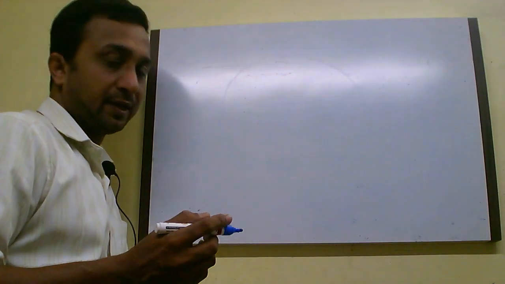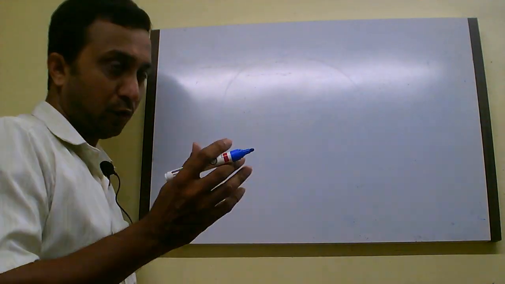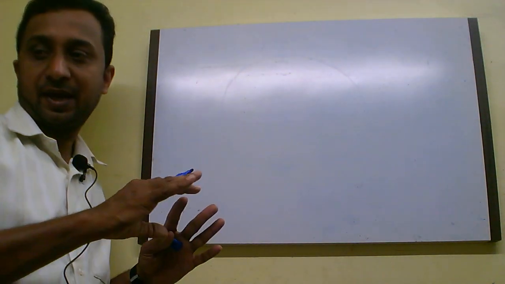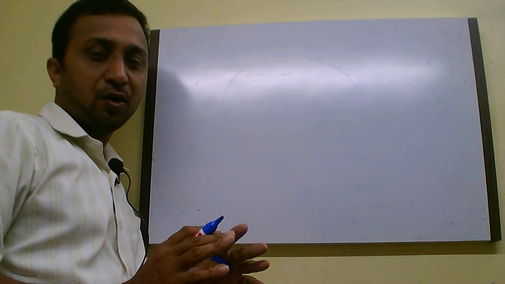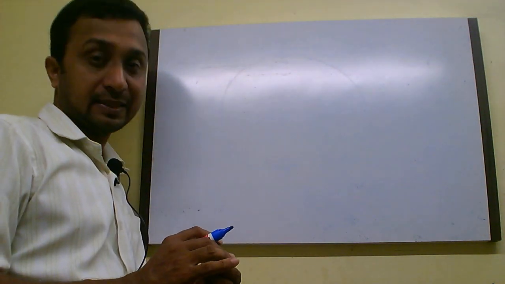And let us discuss electric field intensity. Now, we already know what an electric field is. An electric field is a space around a charge where it can exert a force of attraction or repulsion on any other charge which is being placed there.